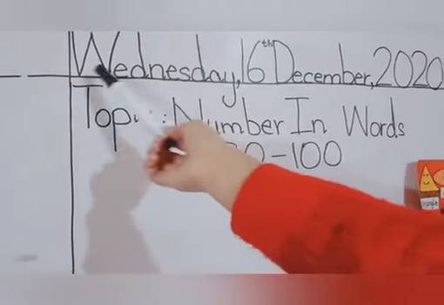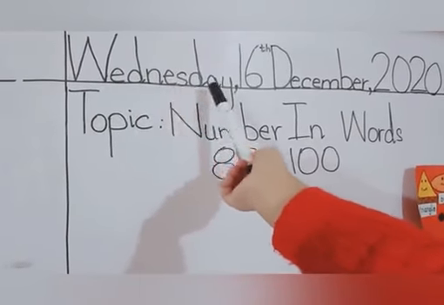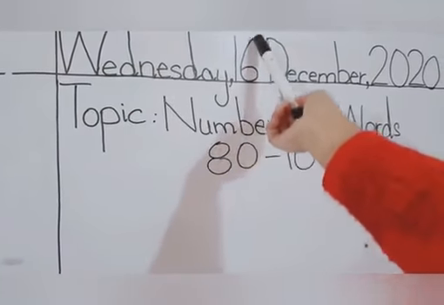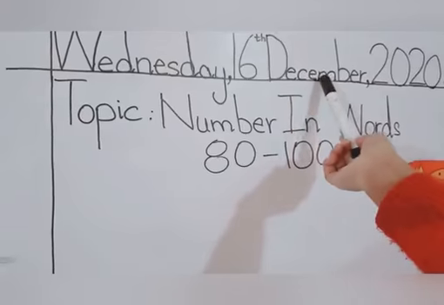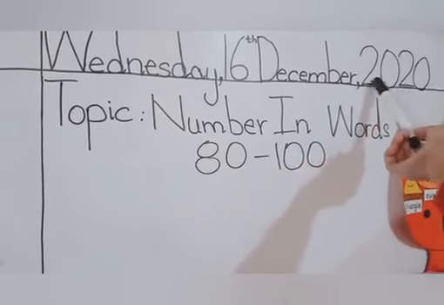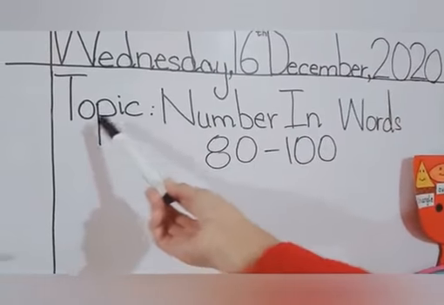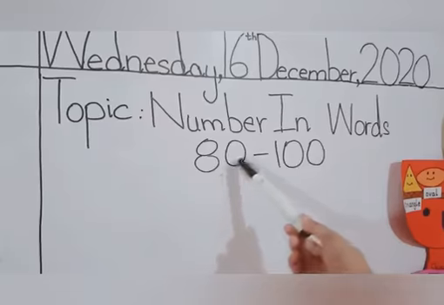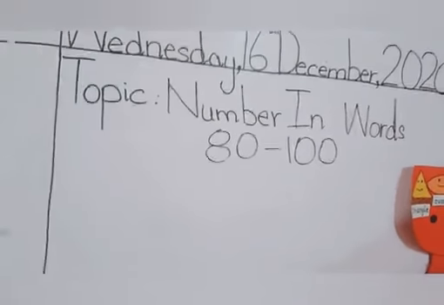Today is Wednesday, W-E-D, wed, N-E-S-D-A-Y, Wednesday, 16 December, D-E-C-E-M-B-E-R, December. Which year is going? 2020. Today our topic is number in words 80 to 100. Explain.